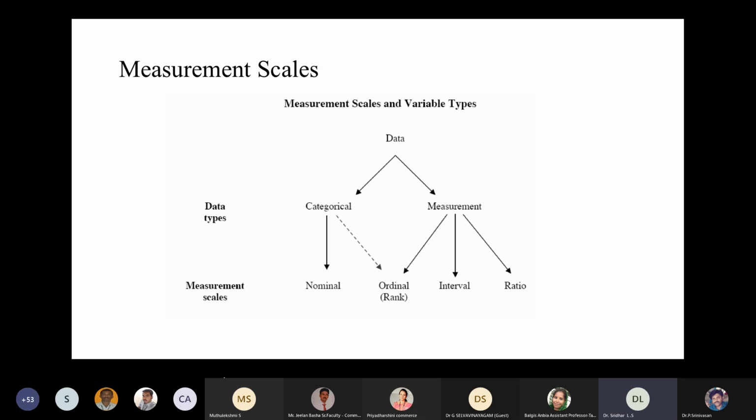Interval, you are aware of that. There is a distance. What is the characteristic of the interval? Interval has equal distance. For example, 10 to 20, 21 to 30, 31 to 40: there is an equal distance followed, and that is called the interval. And the ratio is something else. So next slide, sir, I'll be explaining.